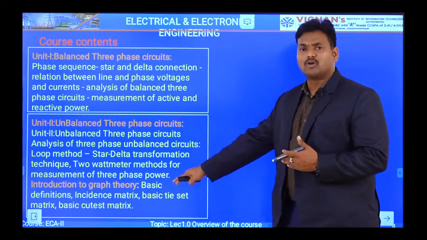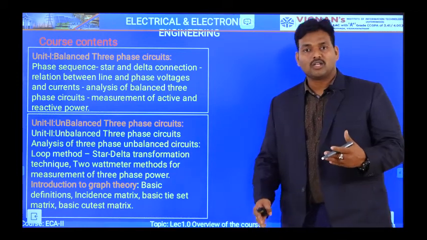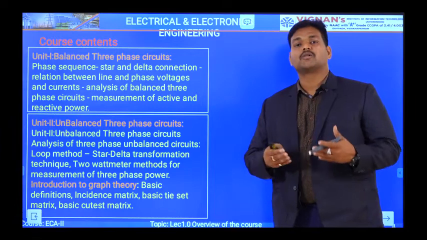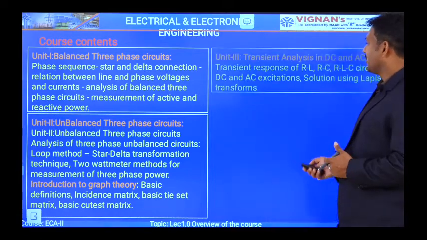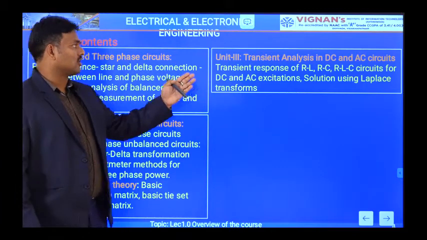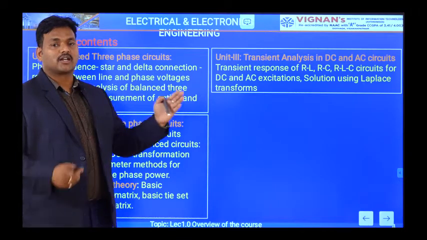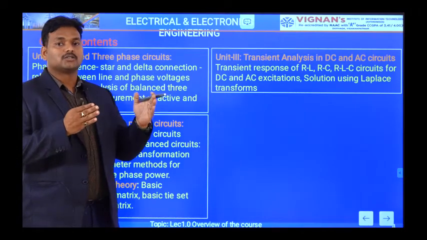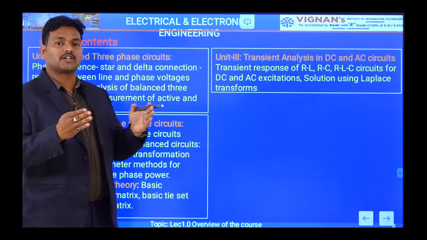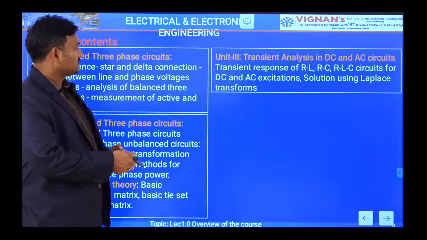You will also study the introduction to graph theory, that is what are the basic definitions, what is the meaning of incidence matrix, cut set matrix, tie set matrix, how to draw them and how to resolve them. In unit number 3 you will study the transient analysis of RL, RC and RLC circuits for DC and AC excitation. Transient analysis means the analysis of the circuit before it reaches the steady state, after the instant some disturbance is created in the circuit.